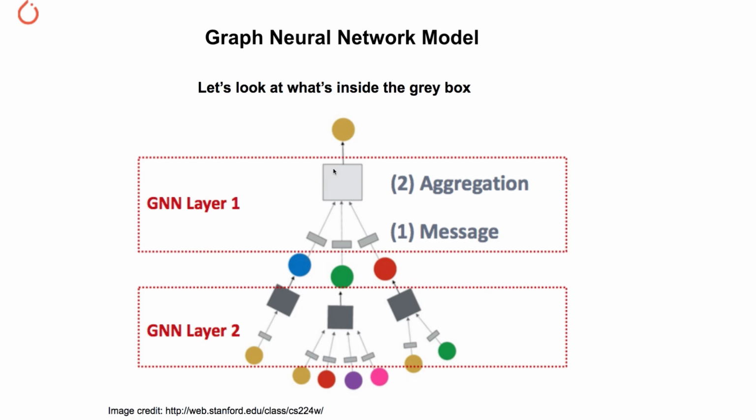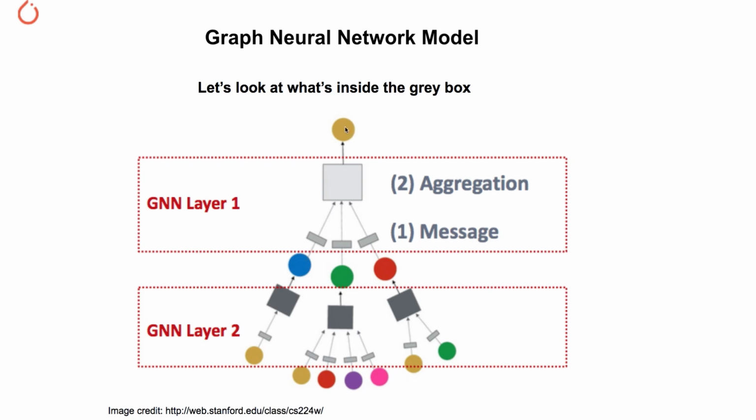So let's look at what's inside that gray box earlier. It basically consists of 2 parts. One is message transformation, and the other part is called aggregation. Message transformation basically means, given the embeddings of all my neighbors, I'm going to do some transformation, and I'm going to aggregate them, and then output that as the new embedding at this current layer for this yellow node.